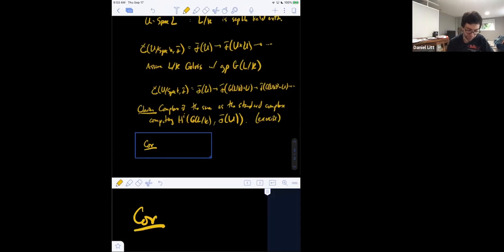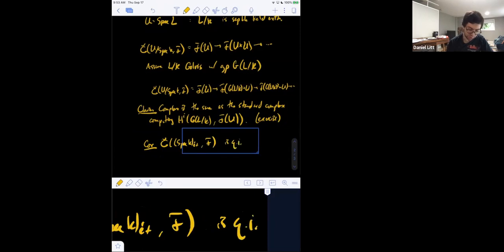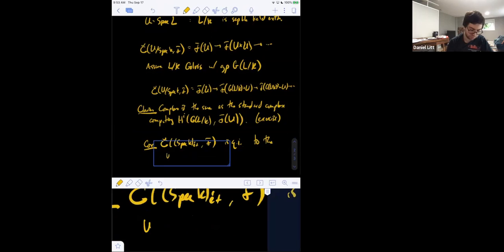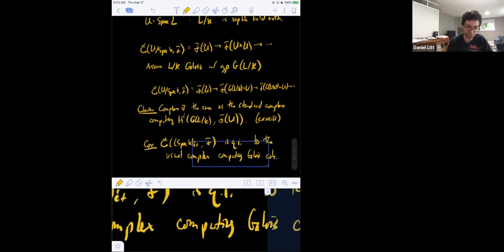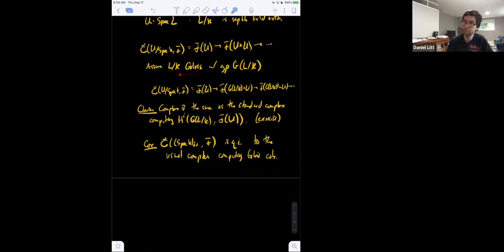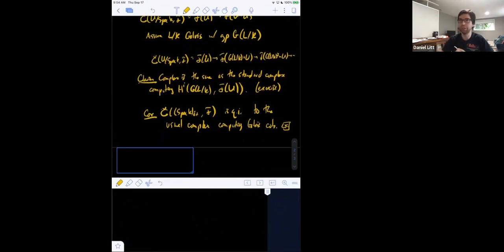The following corollary is immediate: this Čech complex, which is what you get by taking the direct limit over all the covers U over spec K, is quasi-isomorphic to the usual complex computing Galois cohomology. Why is that? Because that complex is precisely the direct limit of these things, and that's the definition. So what I want to convince you is that even if the Čech cohomology stuff seemed unfamiliar, if you've seen Galois cohomology, you've done Čech cohomology before. Are there any questions about that?